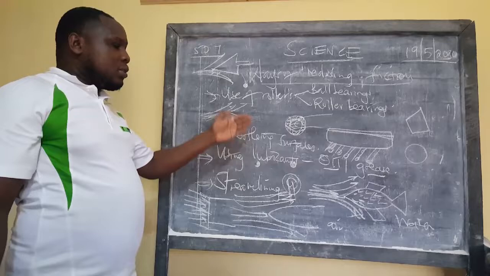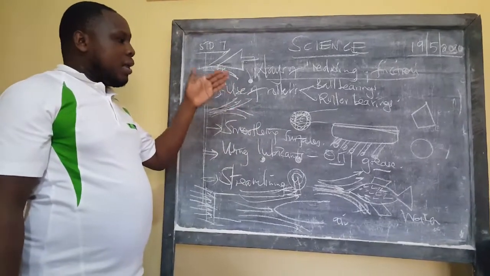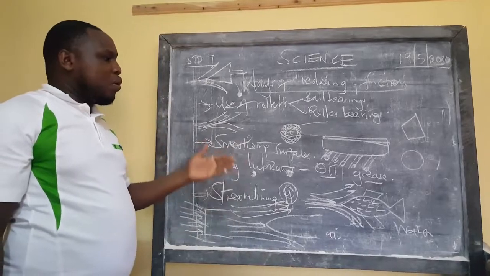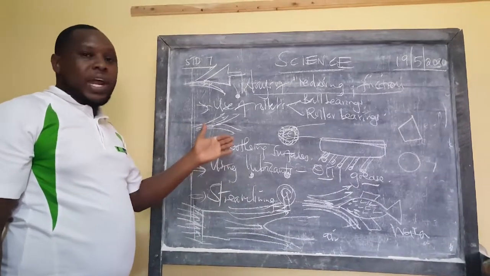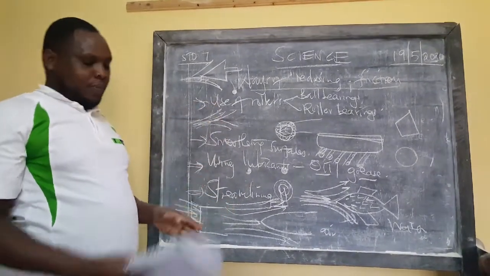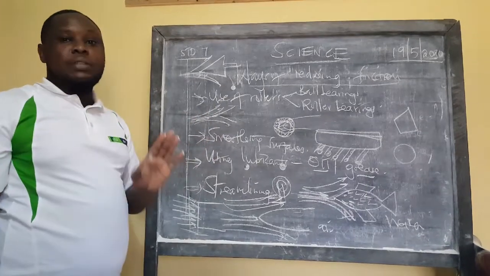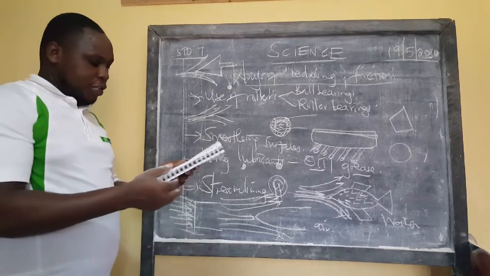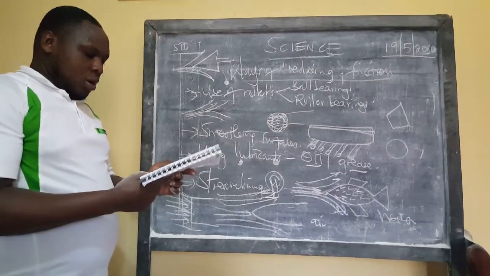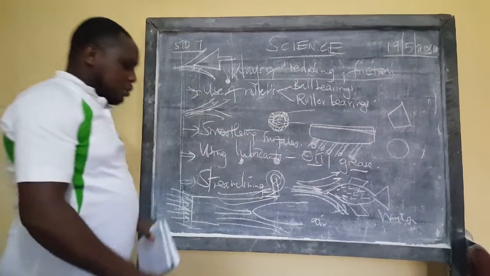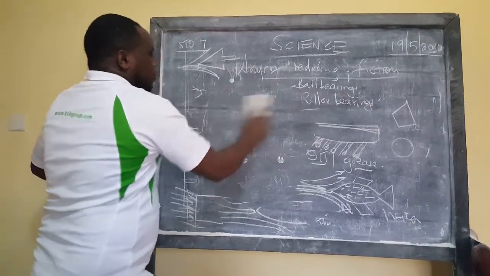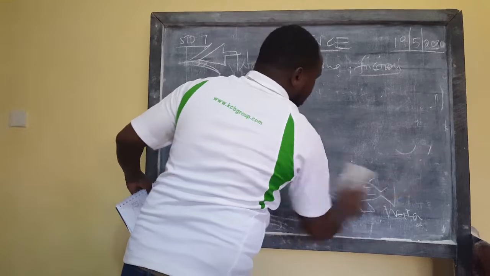So you streamline to ensure a smooth movement of maybe animals or even vehicles through air or even water. So in movement we don't need friction, especially in air and water. We don't require friction. So that's all about friction, reducing and increasing friction.